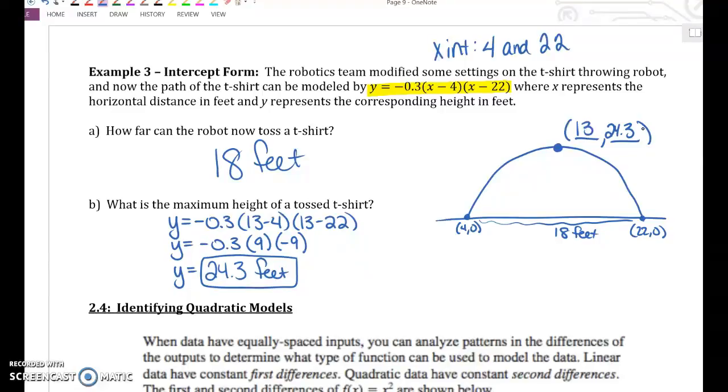So to wrap all of this up, if you know how to find the vertex in all 3 forms, you basically have all of the information you're going to need.